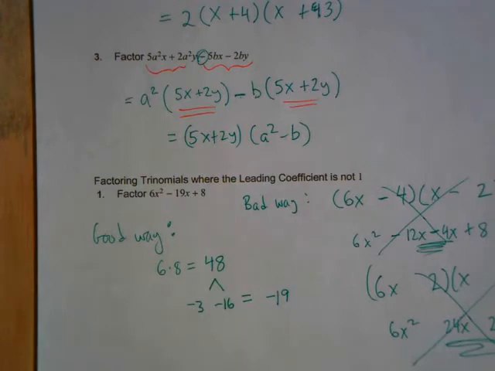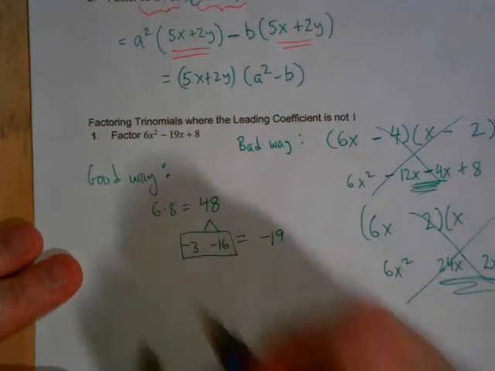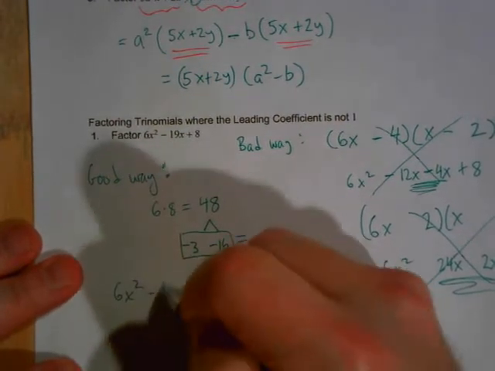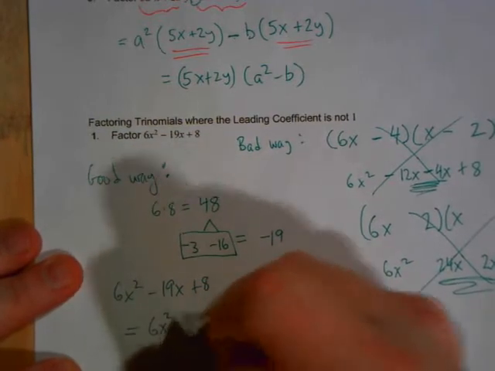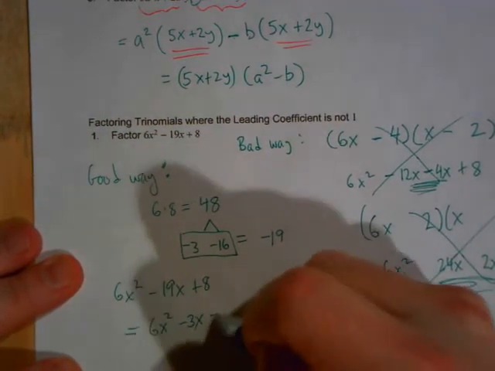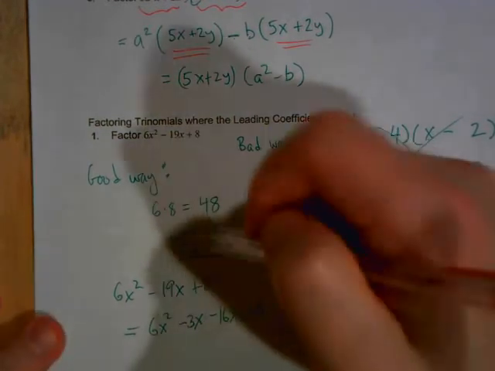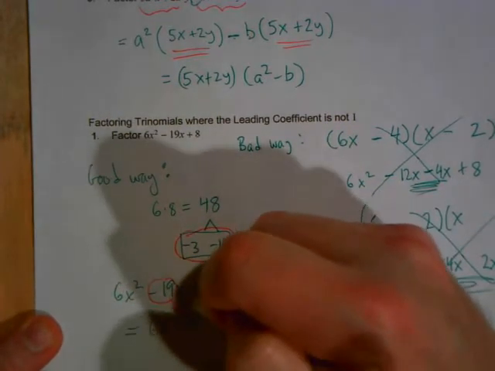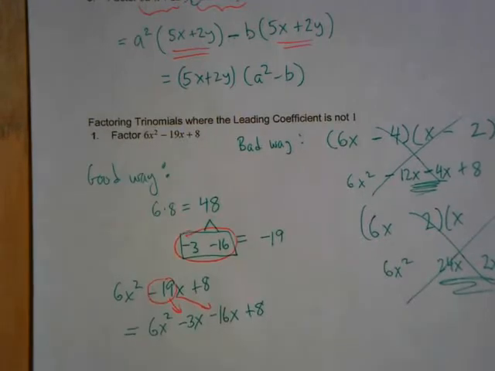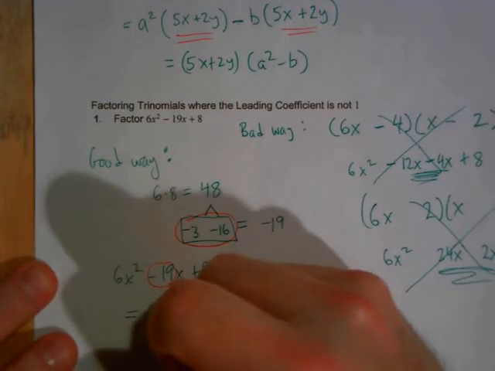So here's what we're going to do. We're now going to use these two numbers. I'm going to go back to my original polynomial, 6x squared minus 19x plus 8, and I'm going to rewrite it as 6x squared minus 3x minus 16x plus 8. Notice what I did. I used these two numbers to split the 19 into two pieces. The advantage of this is now I have 1, 2, 3, 4 pieces. When we have 4 pieces, we know what to do. We group them in pairs.